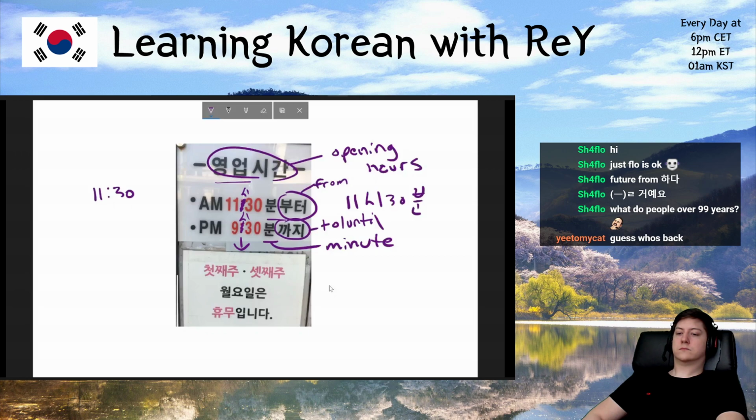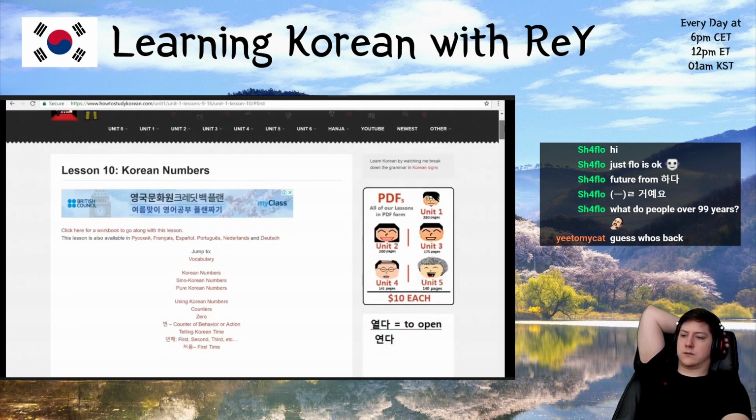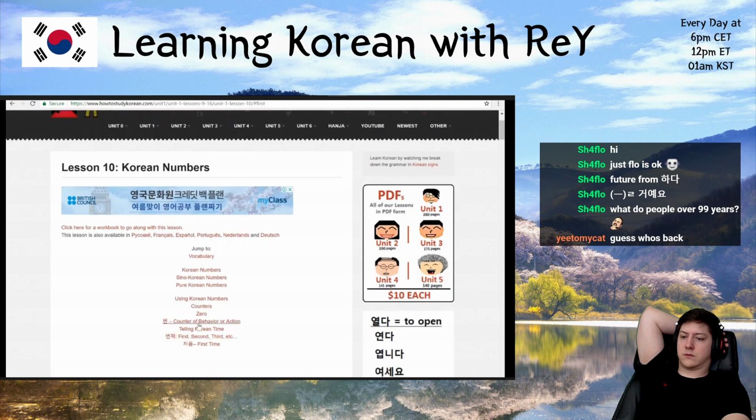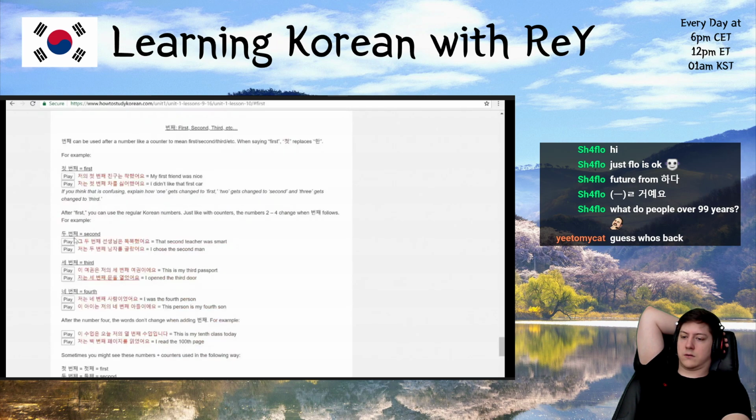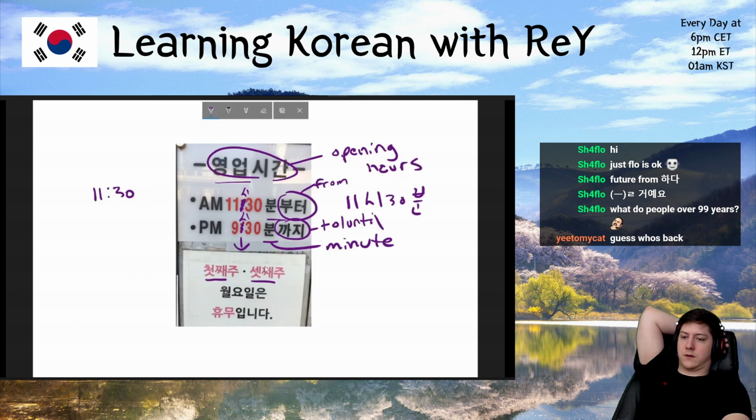So this 첫째 and 셋째, those are just ways, and I actually teach this in lesson 10, where I teach numbers and how to say first and second and stuff like that. I talk about how you can say 첫째, 둘째 and 셋째 to say first, second, third, or fourth. So what this is saying is this is the first. Write that down. This is the first. And this is the third. And ju in both cases means week.